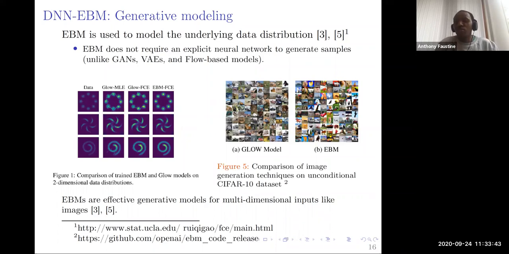Recent work has experimented with energy-based models for image data. And you could find the implementation of these two papers, which applied deep neural network energy-based models for generative modeling. The code implementation and the experiments can be found on this link, showing how the deep neural network energy-based model has been used for generative modeling.